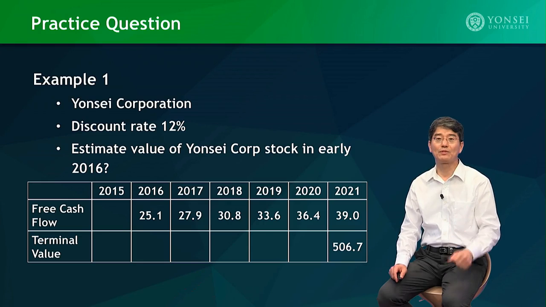What do you notice from these cash flows? They look similar to bond cash flows, don't they? The only difference is the cash flows of Yonsei Corporation are different from year to year, while the cash flows from bond are the same every year. Since cash flows from year to year are different from each other, we cannot find the present value of these cash flows at once using the PV function. Instead, you can find the present value of each free cash flow and terminal value separately.